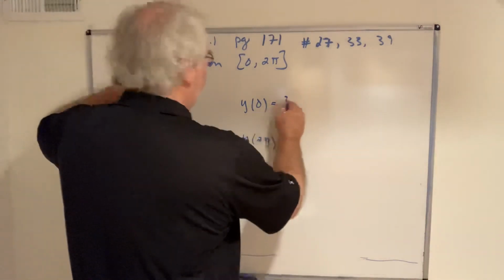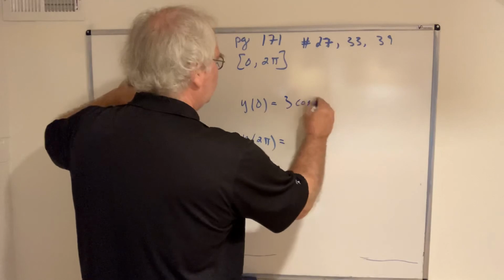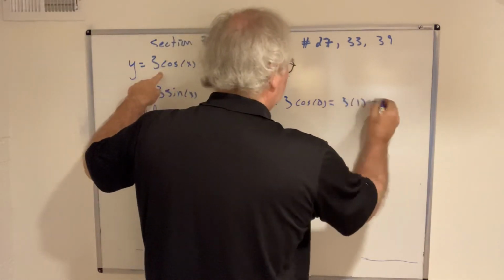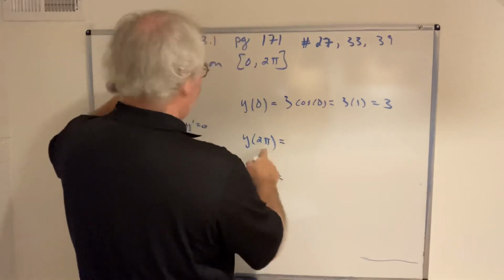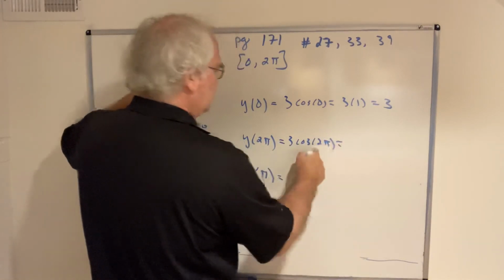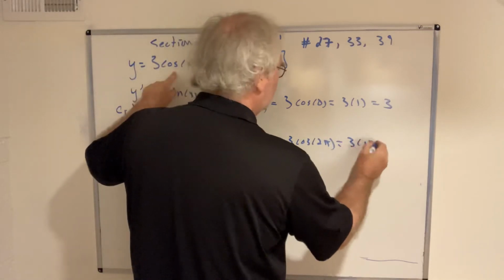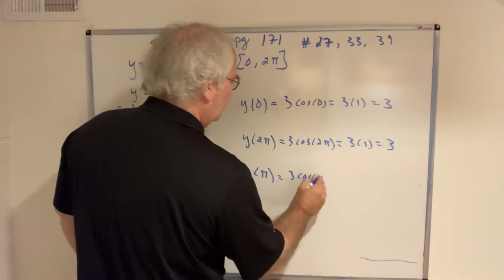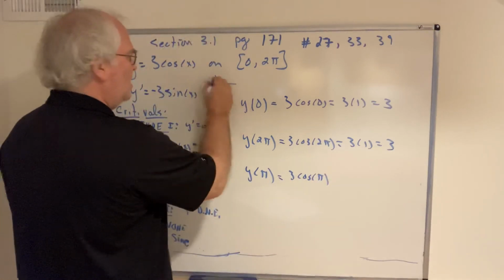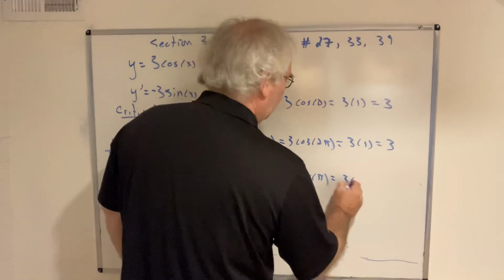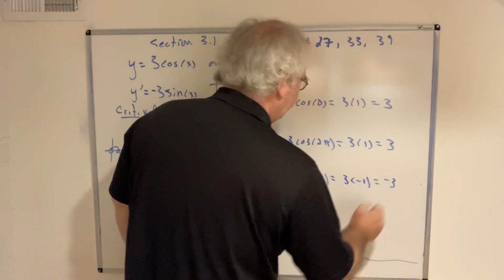So this is 3 times cosine of 0. Cosine of 0 is 1. 2 pi, this is 3 times cosine of 2 pi, which is also 1. And 3 times cosine of pi, we know cosine, right? Cosine is this graph. That's 3 times negative 1, which is negative 3.